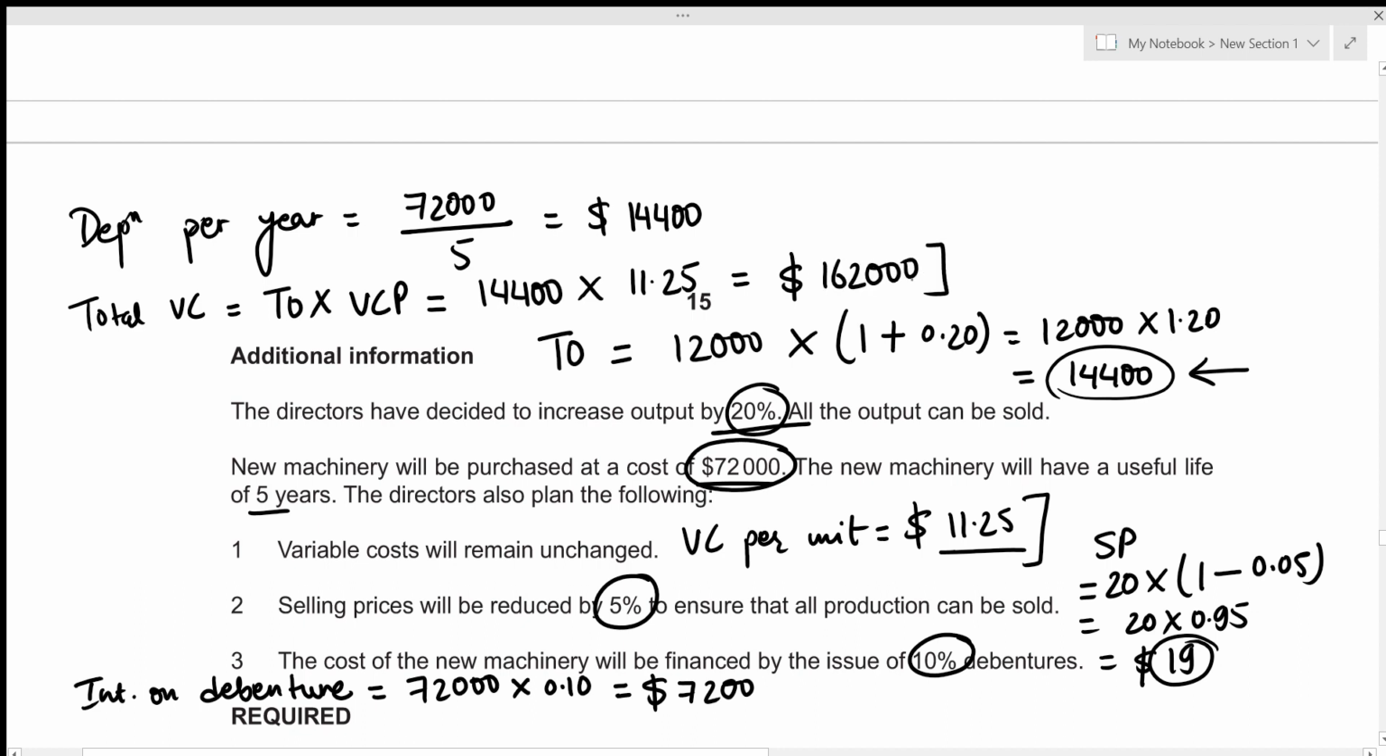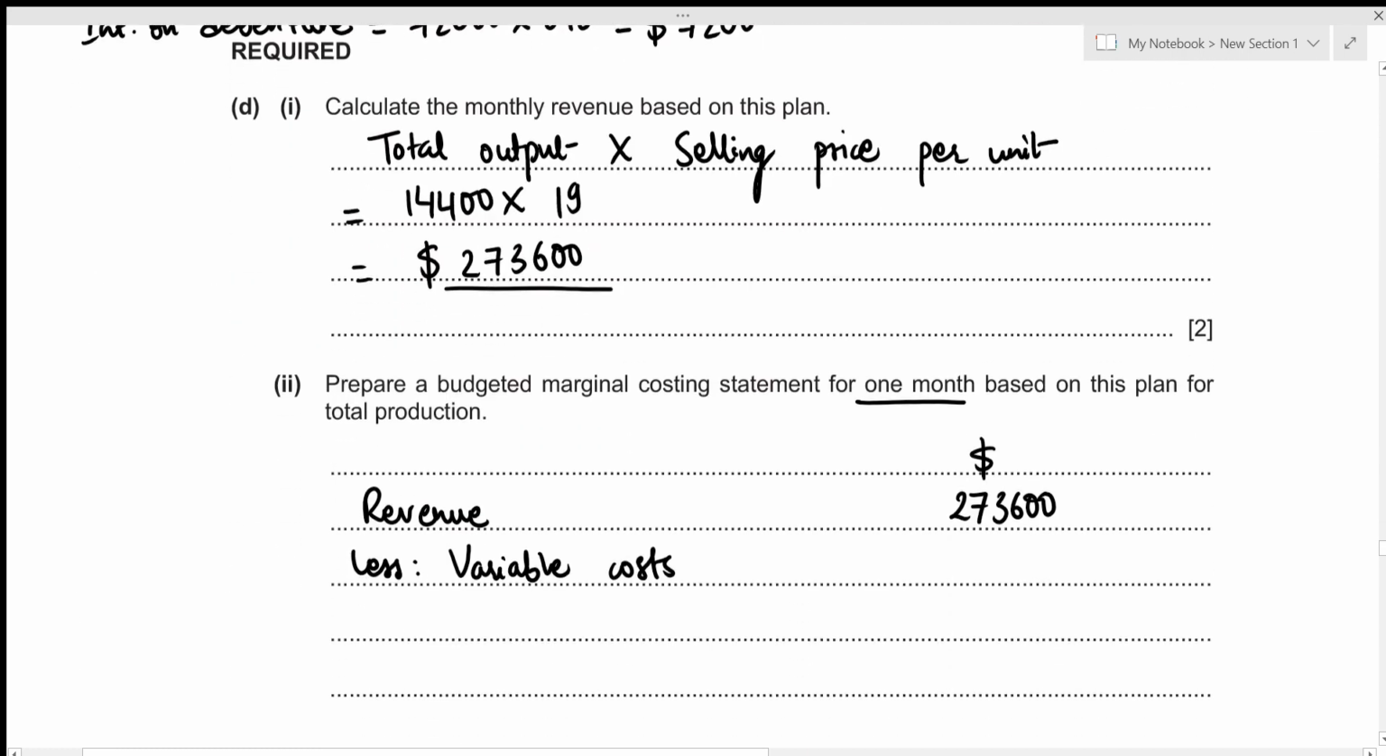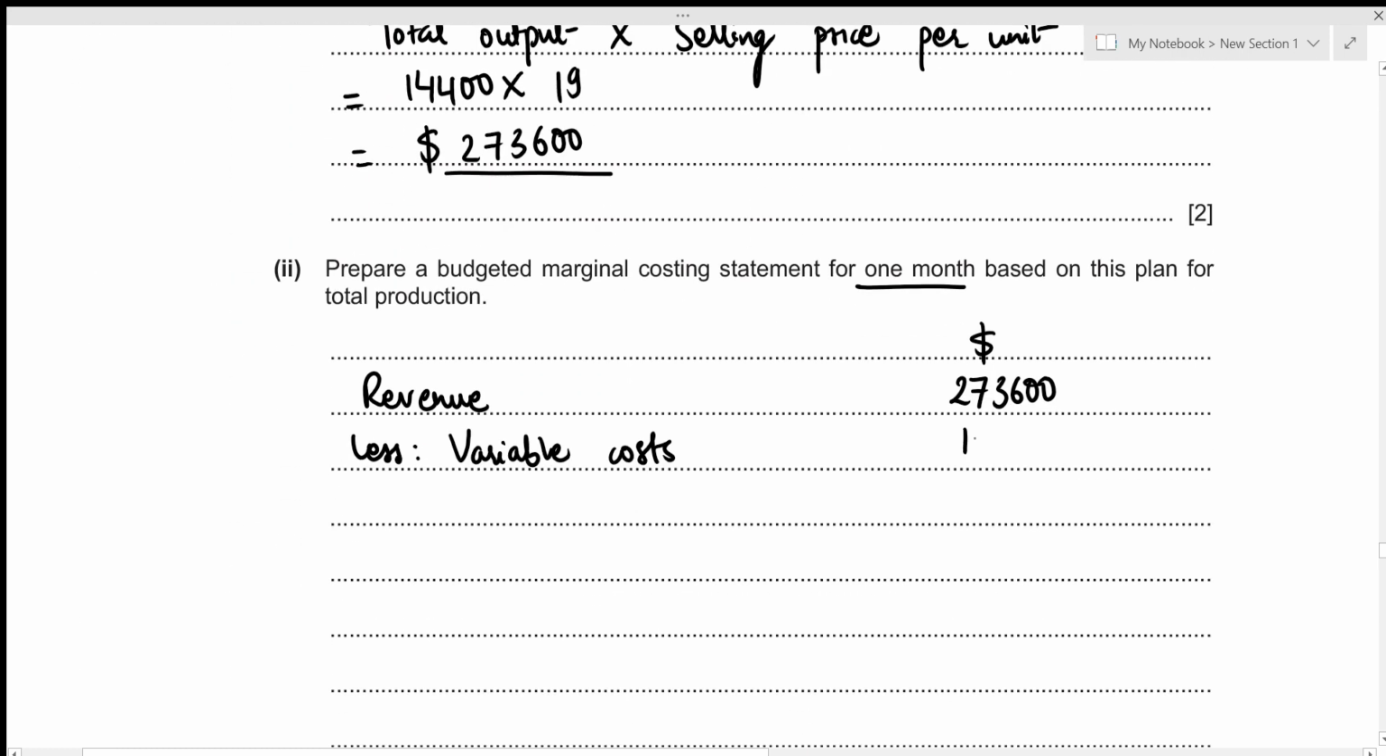Let's substitute this value into our statement. So that's 162,000. And when we subtract the variable cost from revenue, we get our contribution. And in this case, the contribution is going to be 273,600 minus 162,000, which results in the value of 111,600. Now, after contribution, we need to subtract the fixed costs.